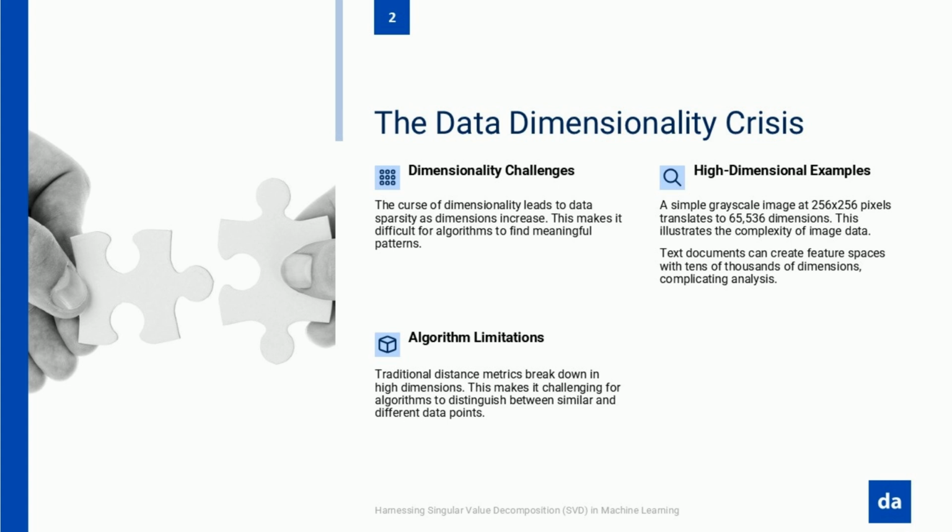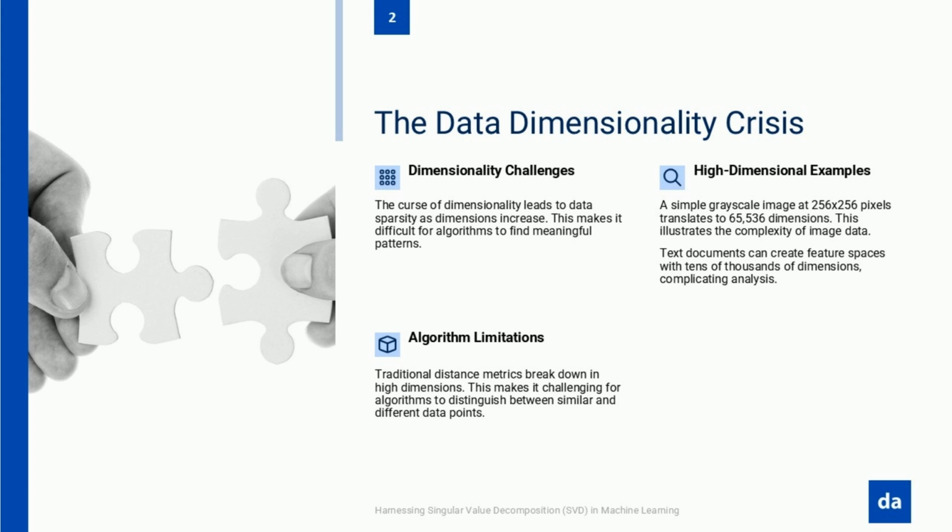What makes this particularly troubling is how traditional distance metrics break down in high dimensions. In a 2D plot, you can easily see clusters and patterns. Points that are close together are meaningfully similar, but something strange happens as dimensions increase. This intuitive relationship starts to fail. Let me explain this with a simple example.